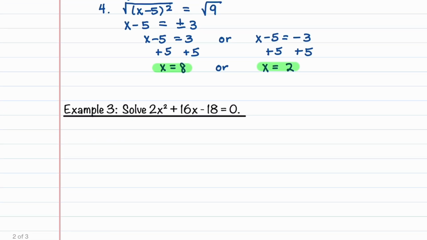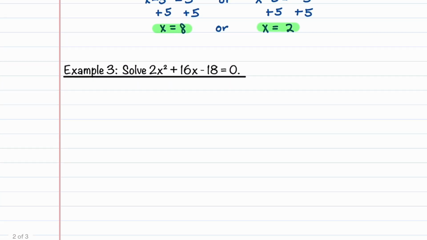Let's now go on to example 3. This is a much harder example. And the reason that it's harder is because we have a 2 in front of the x squared. So this is the case where our a is not equal to 1. Let's start by writing our equation. We have 2x squared plus 16x minus 18 is equal to 0. We're going to start by adding 18 to both sides and getting the constant on the right-hand side.